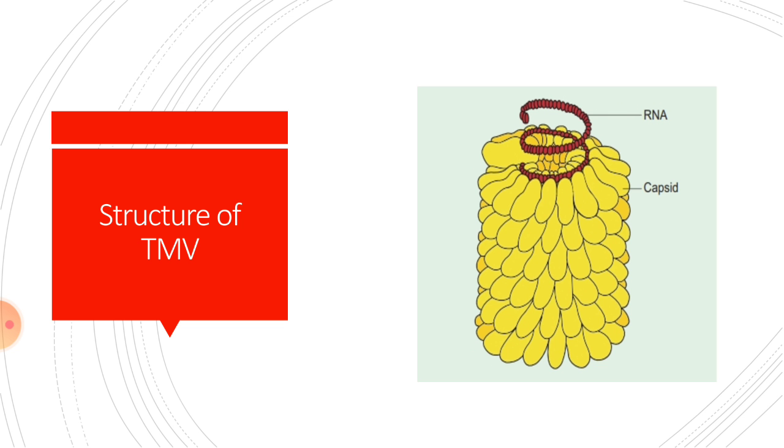And the total molecular weight of TMV is 39 into 10 to the power of 6 Daltons. So it is a plant virus with a protein coat and single-stranded RNA. First identified virus, first crystallized virus. It is a rod-shaped virus with helical symmetry.